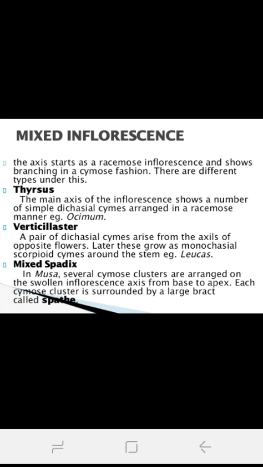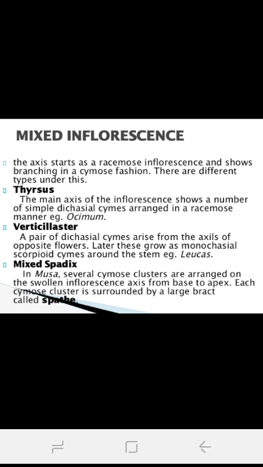Now move on to mixed inflorescence. This is actually a mixture of racemose and cymose, so there is no definite pattern. There are different categories coming under this. The first one is thyrsus. The main axis shows a number of simple dichasial cymes arranged in a racemose manner. So dichasial cyme in a racemose manner, two patterns mixed. Example: Ocimum, Tulsi.